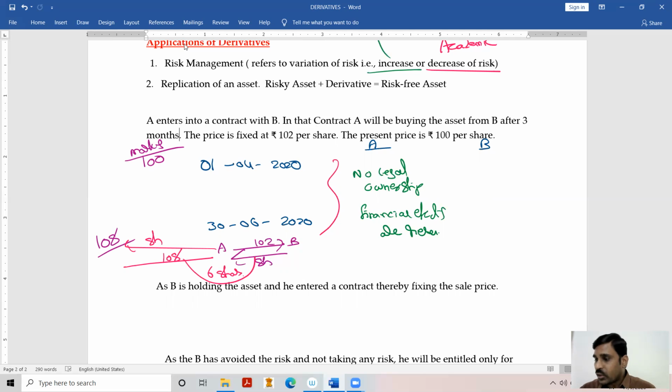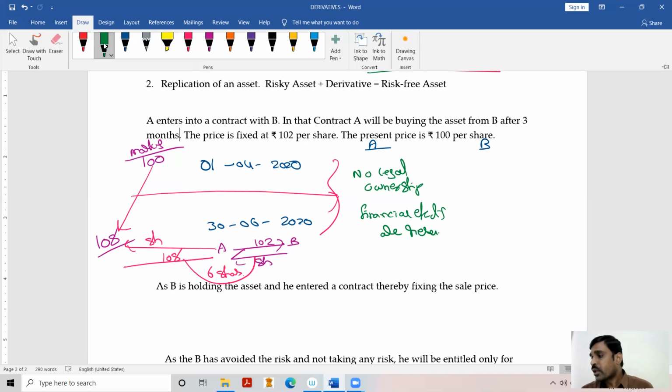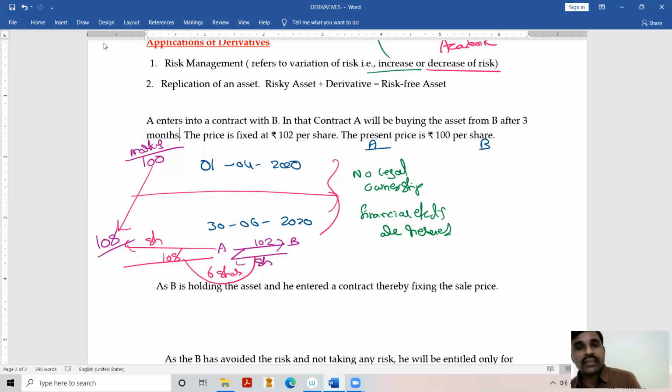That means the price appreciation, even though A is not the owner of the asset during these 3 months, still he was benefited by the price appreciation. That means financial effects are retained. Even though A is not owning the asset during the 3 months, still A was getting the benefits as if he owned the asset. No legal ownership, but financial effects are retained.